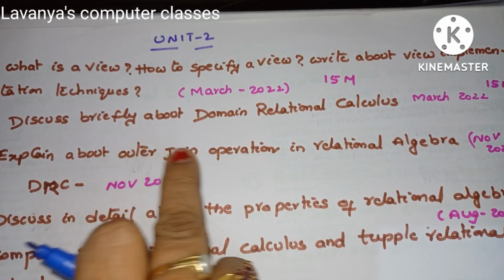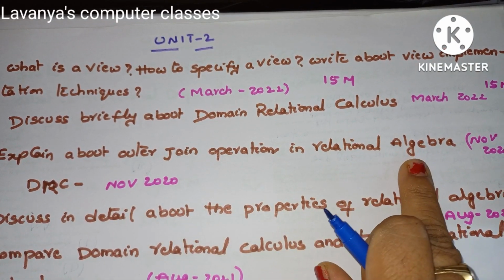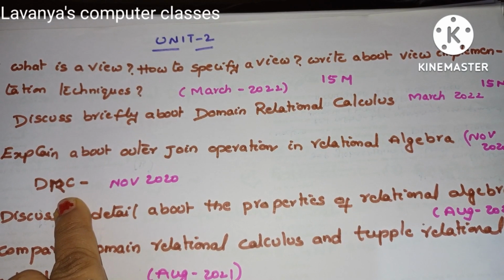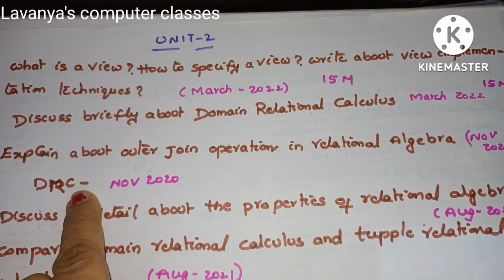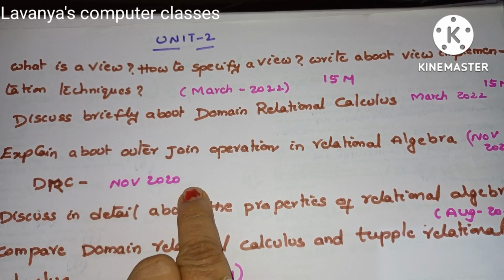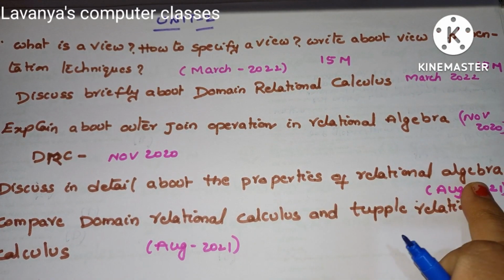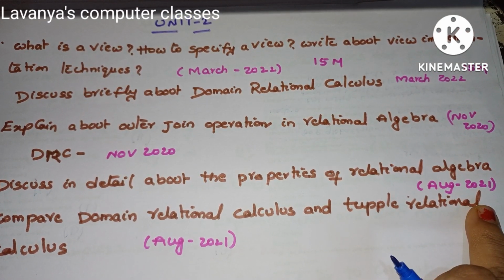Next, explain about outer join operation in relational algebra. November 2020. And again in November 2020, domain relational calculus is repeated. Next, discuss in detail about the properties of relational algebra. August 2021.